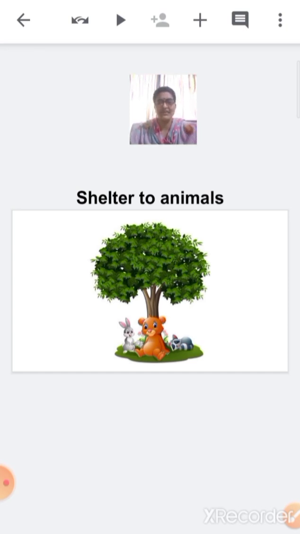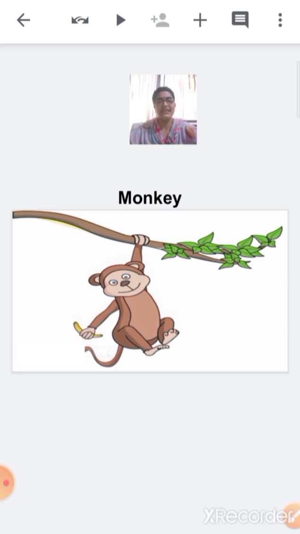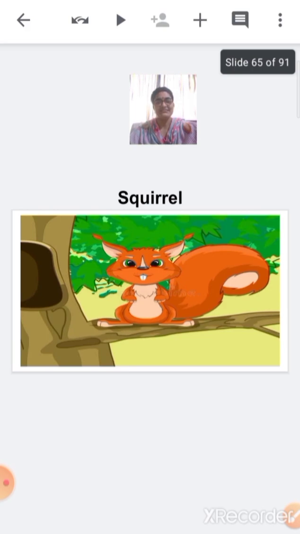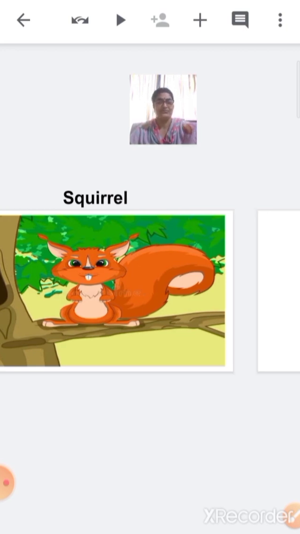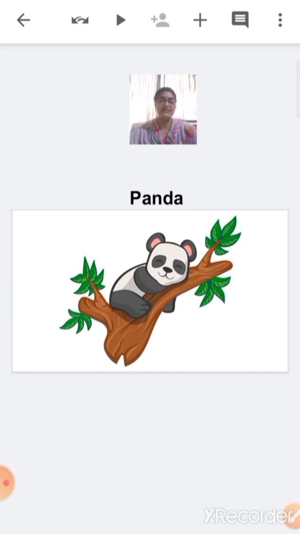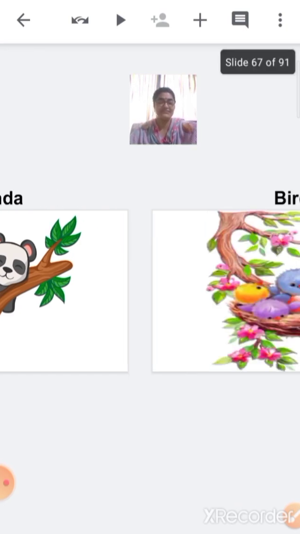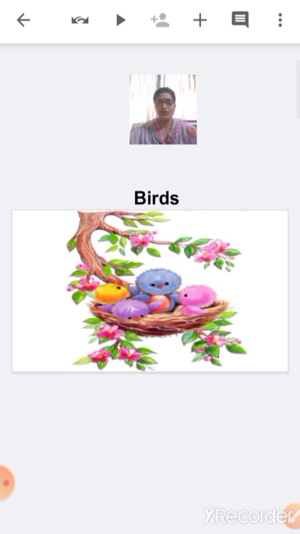Do you all want to see? This is a monkey. Monkey lives on a tree. Right, children? This is a squirrel. Squirrel makes a hole in the tree trunk and it lives inside that hole. This is a panda. Panda lives on trees. These are birds. You all can see, children? Birds make their nests on trees, like this way. Trees are very important for animals because trees are the homes of many animals.